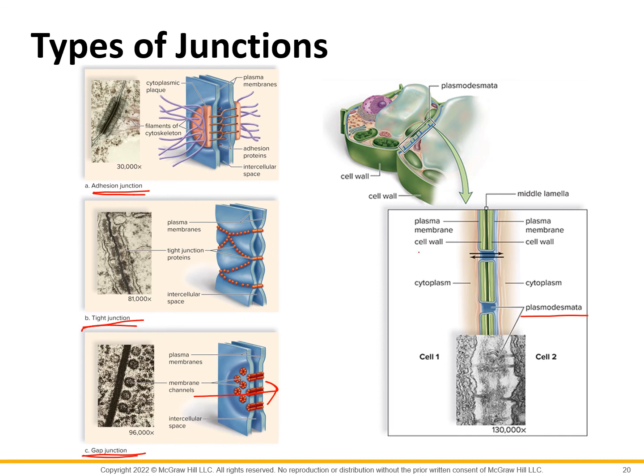So it's basically areas between the cell walls that allow molecules to pass back and forth to allow that communication and coordination between plant cells.